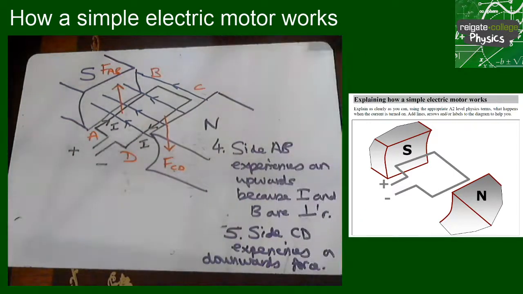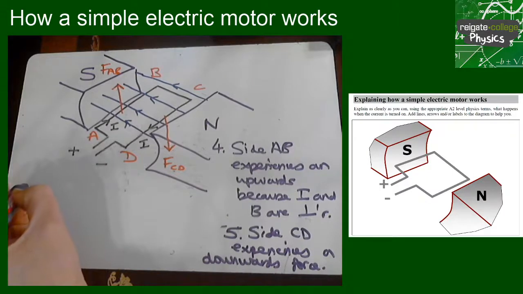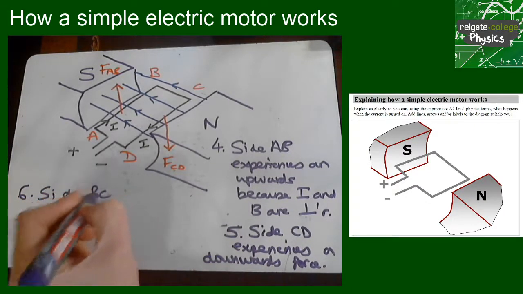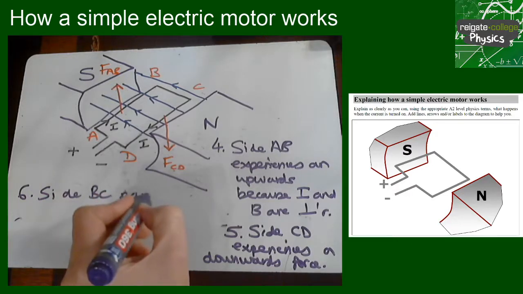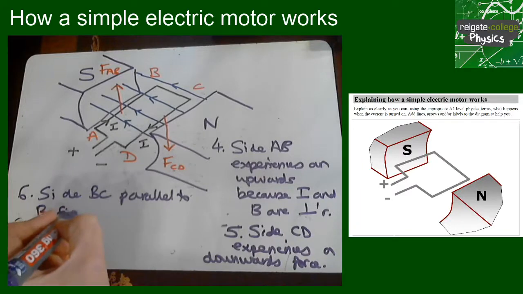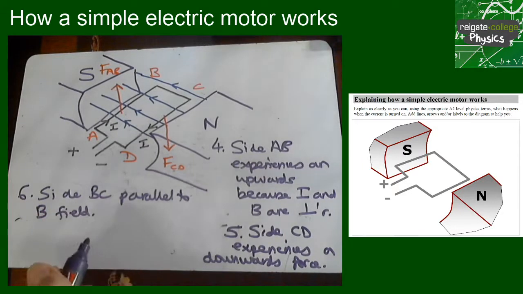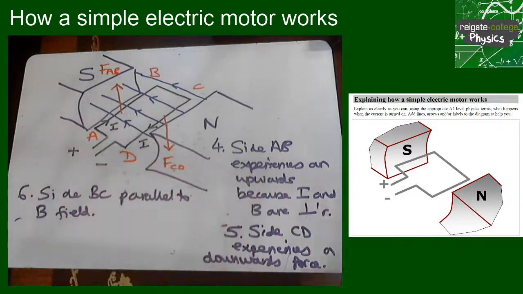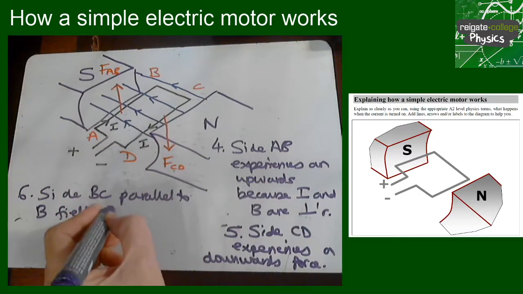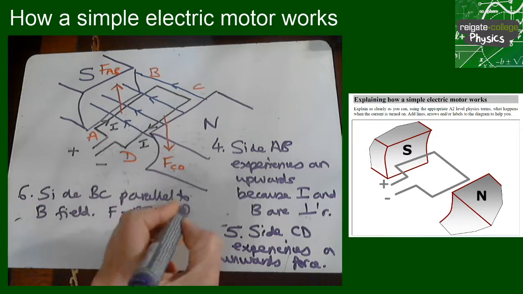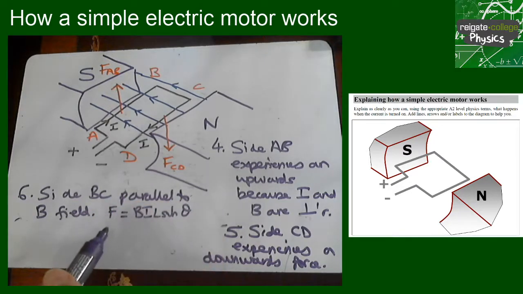Side BC, you'll notice, is parallel to the magnetic field. And if it's parallel to the magnetic field, then Fleming's left-hand rule doesn't really work. Remember, F equals BIL sine theta, and theta is the angle between B and I.